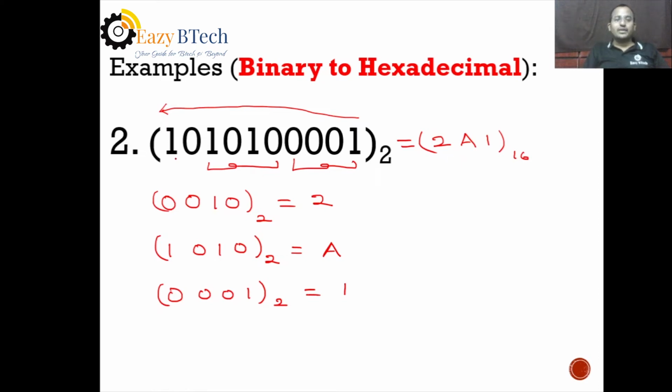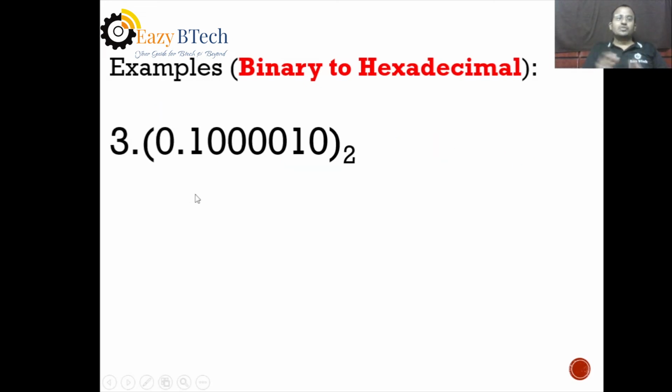So here what we did is, we were left with 2 bits, so we appended 2 zeros at the leading side, or at the left hand side. Next, here we have only a fractional number. For a fractional number, we have to scan the number from left to right. Whenever we are finding the octal or hexadecimal equivalent for a given binary number, if it has a fractional part, we have to scan the number from left to right, 4 bits at a time, because here we are finding the hexadecimal equivalent.